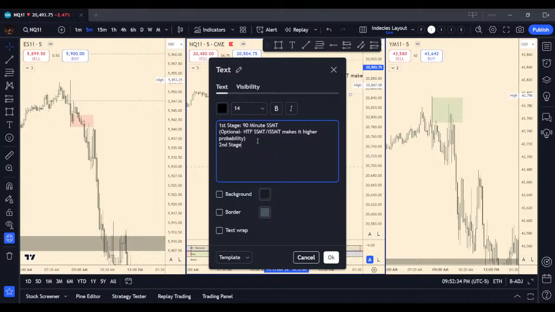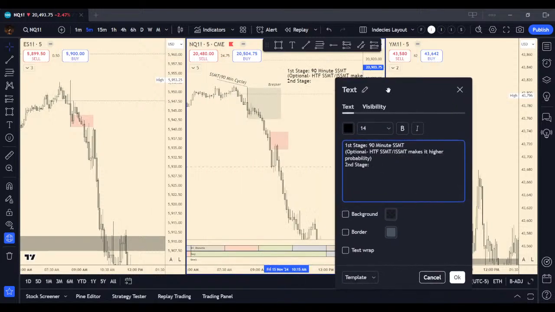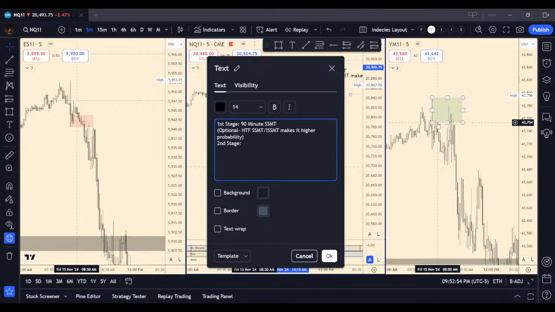A second stage you would be looking for, I guess, second stage would be, well, this 5-minute time frame. What would this be? 8:30 candle.